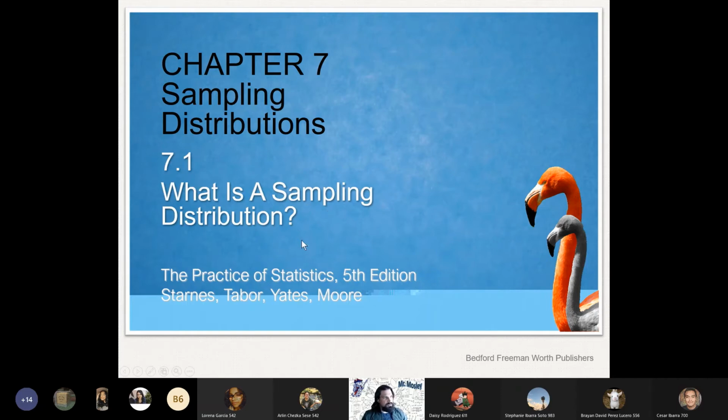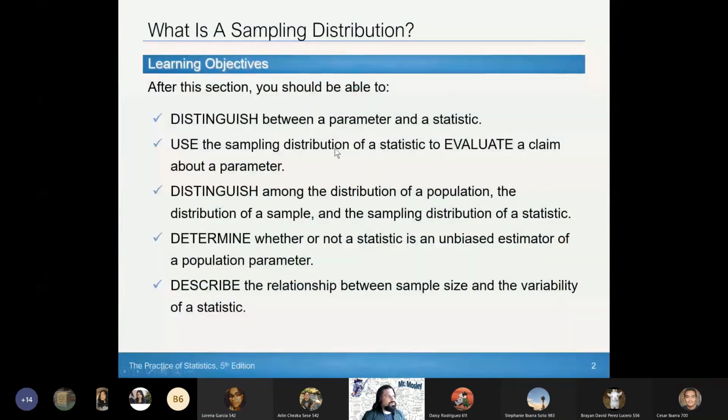What is a sampling distribution? Chapter 7 is sampling distributions. In this section, we're going to learn how to distinguish between a parameter and a statistic. Use the sampling distribution of a statistic to evaluate a claim about a parameter. Distinguish among the distribution of a population, the distribution of a sample, and the sampling distribution of a statistic. Determine whether or not a statistic is an unbiased estimator of a population parameter. And describe the relationship between sample size and the variability of a statistic.